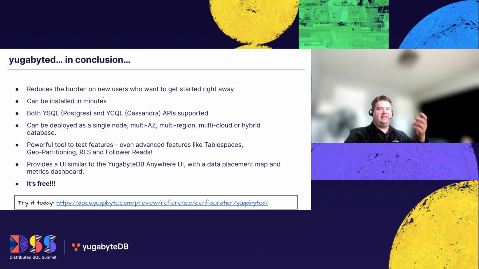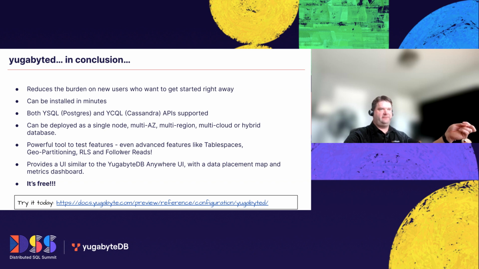So it reduces the burden on new users, right? We want people to use Yugabyte, right? So how do you do that? You give it to them for free. It can be installed in minutes. You saw I had that nine node cluster up in less than a minute. You get both Postgres and Cassandra, so you can test both APIs. You can deploy single node, multi-AZ, multi-region, or multi-cloud, or like we did, a hybrid database.